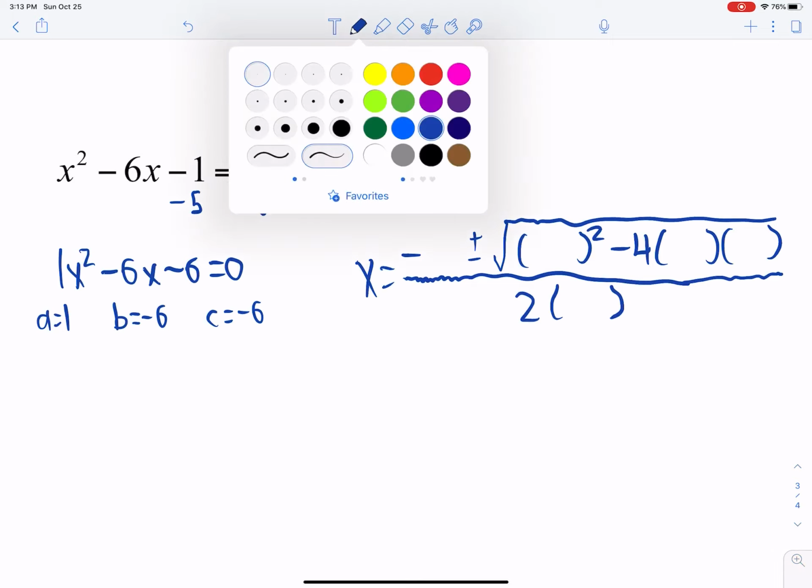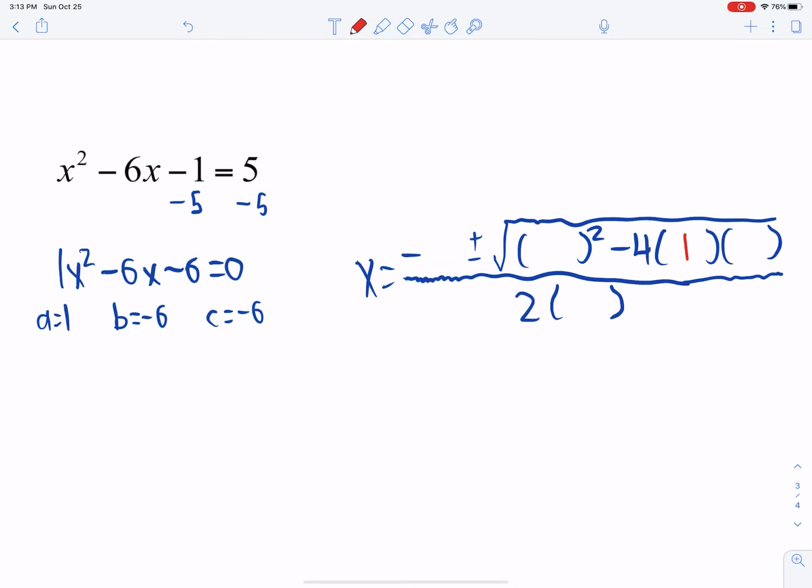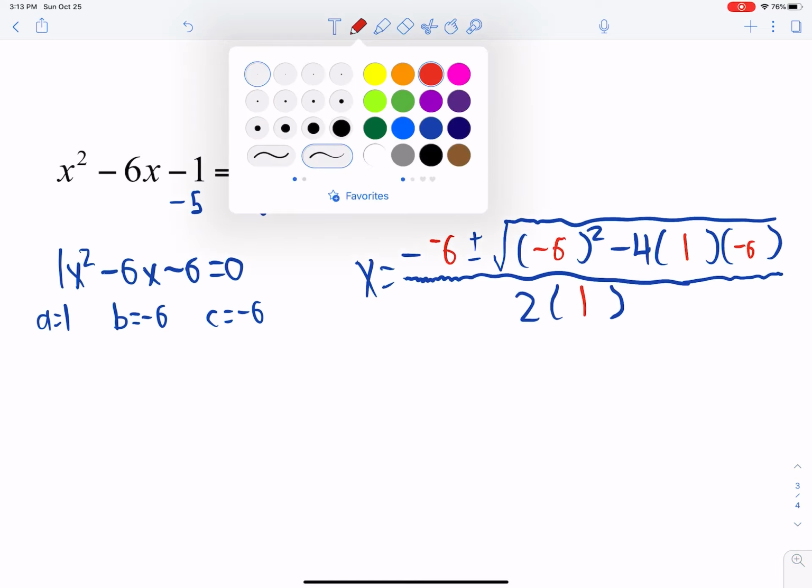So for this problem, A is 1. So I put a 1 here, a 1 here. B is negative 6. So I put a negative 6 there and negative 6 there. C is negative 6. So I put a negative 6 right there. So now it's just a matter of simplifying it.